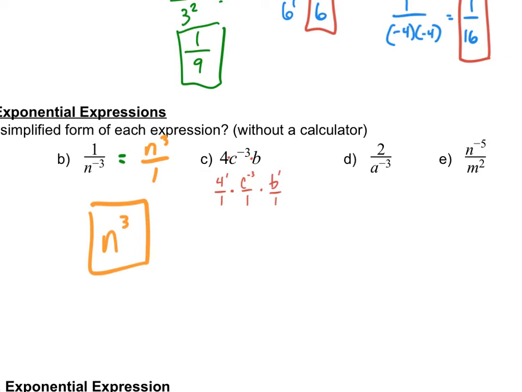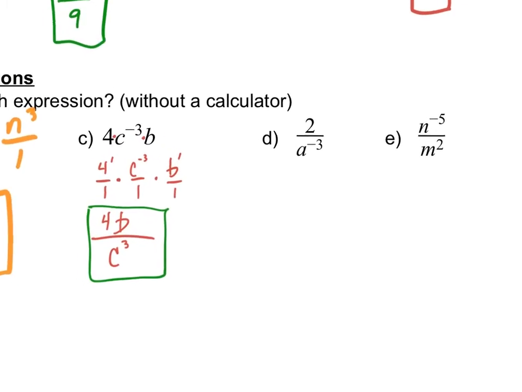So when I rewrite that, I'm going to have 4b remain in the numerator because they're already positive. But the reciprocal of c to the negative third is going to be 1 over c to the third. So I put that over the fraction bar, and there you go. We have our simplified expression with positive exponents.